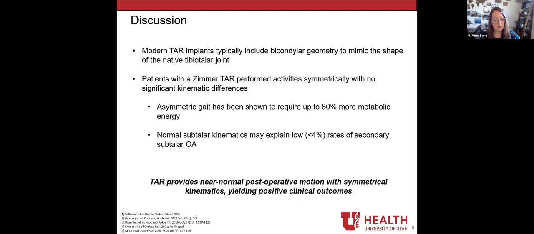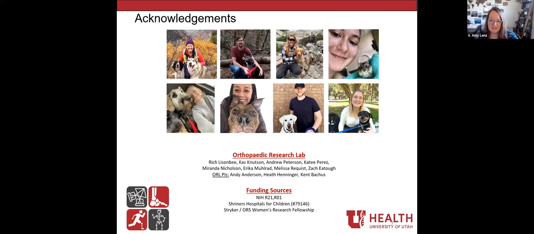So overall, our take-home message is that total ankle replacement provides near normal postoperative motion with symmetrical kinematics, yielding positive clinical outcomes. I'd like to acknowledge my team and the other PIs in the Orthopaedic Research Lab, because this is truly a collaborative team, and our funding sources.